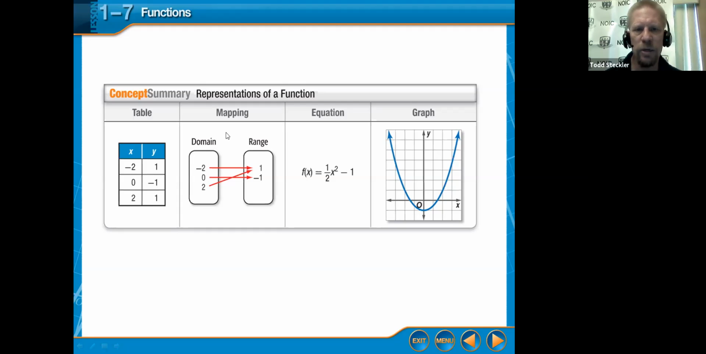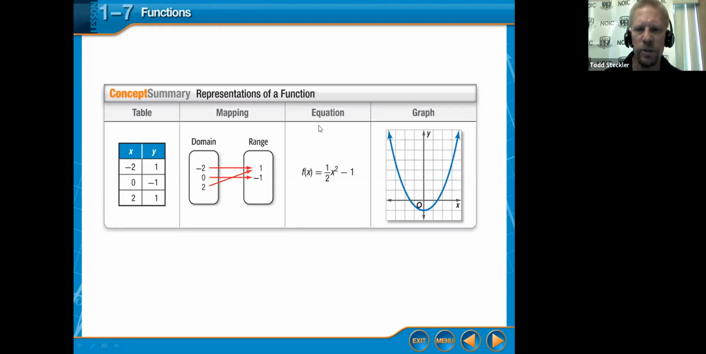We can also see functions as mappings. Again, the domain members here, the x's, the -2, the 0, the 2, they only have one arrow going from them. Now notice that on the range, the number 1 has 2 arrows that shoot to it. It doesn't matter. To be a function, each member of the domain, each x, has to pair with one member of the y.